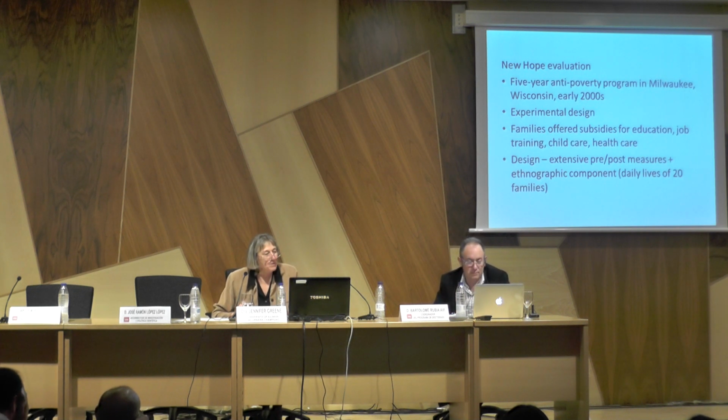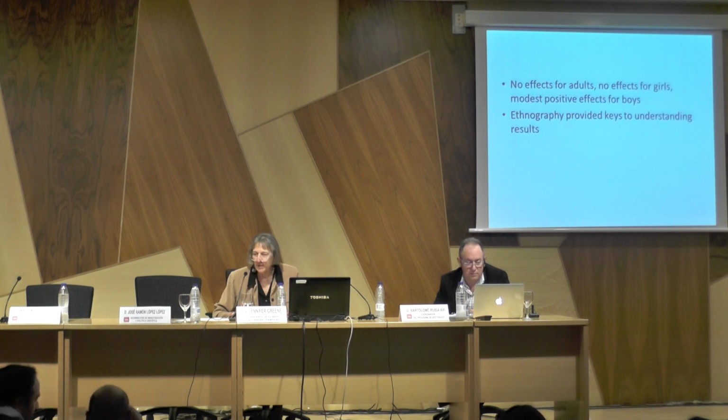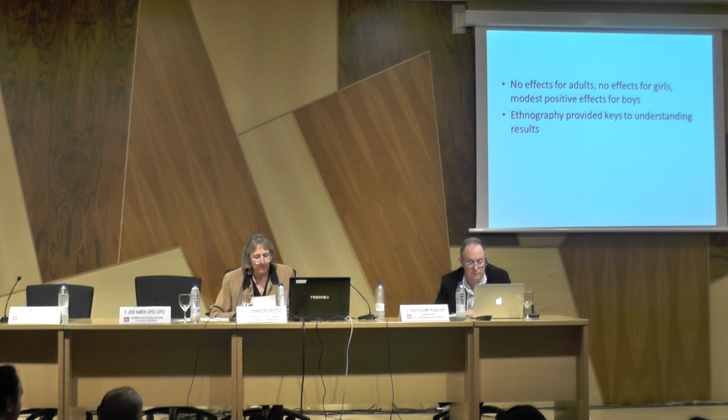So this New Hope program showed no effects for the program on adults after 2 years of the program, and very modest school effects for boys. Boys in the experimental group did a little bit better than boys in the control group, and no effects for girls in terms of school achievement. The significant contribution of the ethnographic component was to understand why not. Why didn't this make a difference in people's lives?